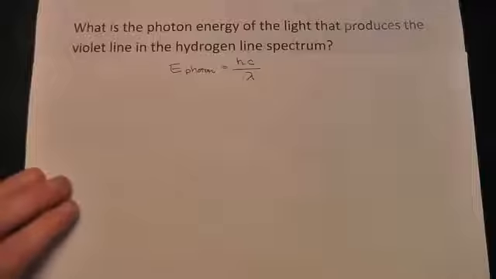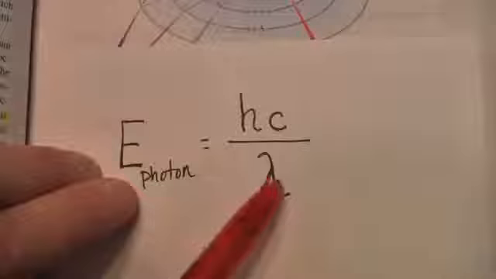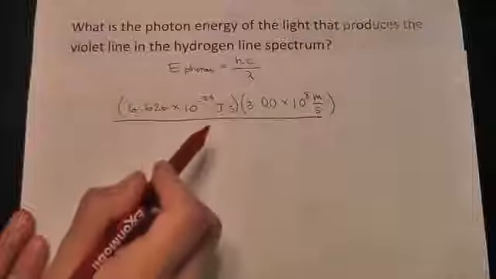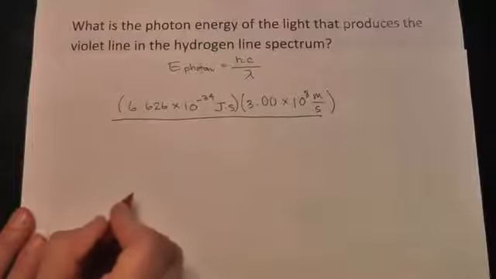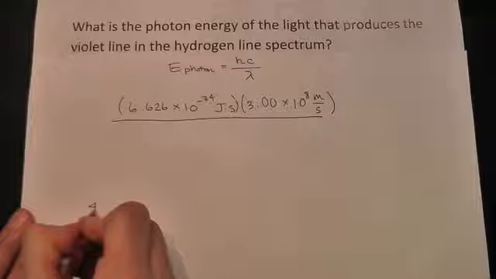Back to the problem. I've written down my equation right here. Let's first put in the information that I do know. I know Planck's constant. I also know the speed of light. And we have the wavelength. I like to change it into meters and then put it in the equation. So I'm going to do that just right here as a little mini separate problem.